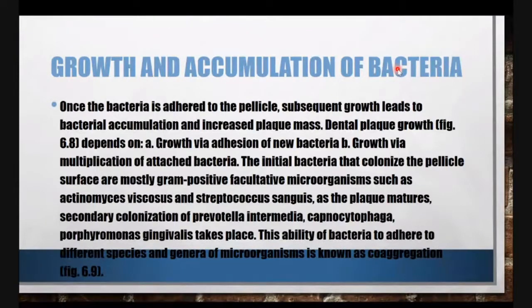We start the second phase, which is the growth and accumulation of other bacteria. Once the bacteria are adhered to the pellicle, subsequent growth leads to the bacterial accumulation, increased plaque mass, dental plaque growth. It depends on growth via adhesion of new bacteria, and growth via multiplication of the attached bacteria. The initial bacteria that colonize the pellicle surface are mostly gram-positive microorganisms such as Actinomyces viscosus and Streptococcus sanguis.